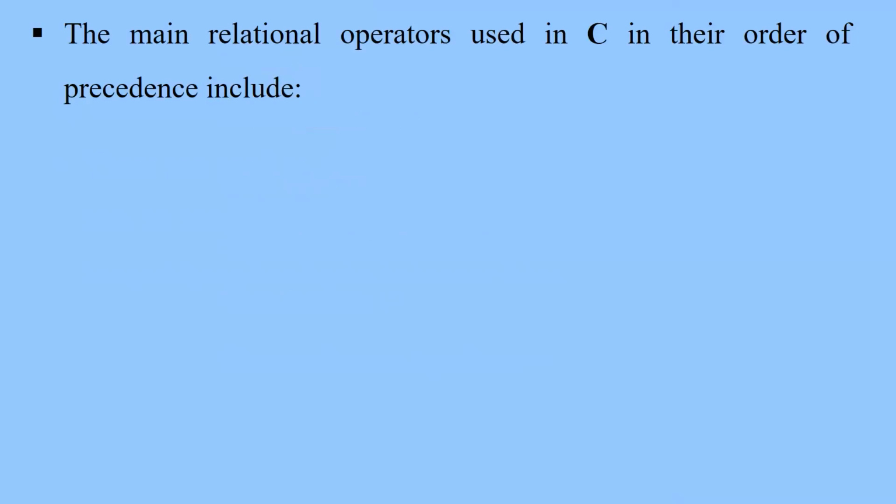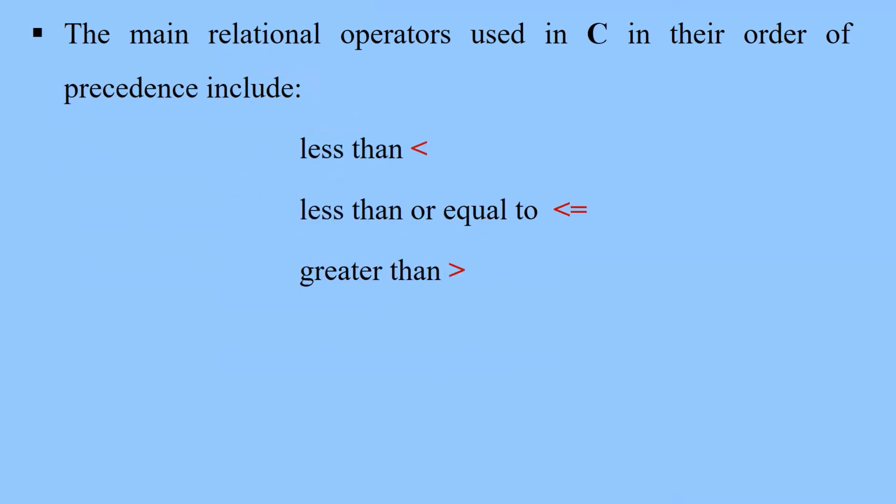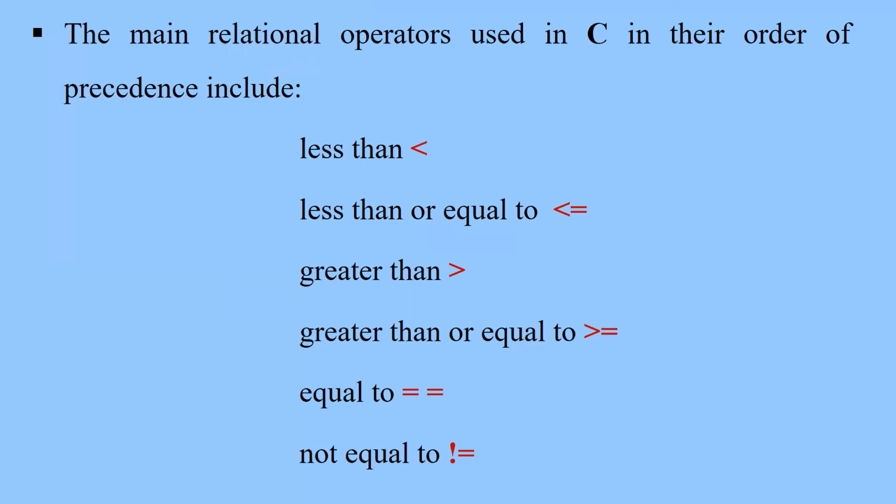The main relational operators used in C in their order of precedence are as follows: less than or equal to, greater than or equal to, equal to. Then we have not equal to.